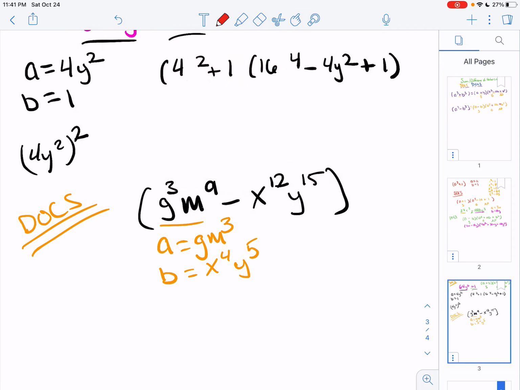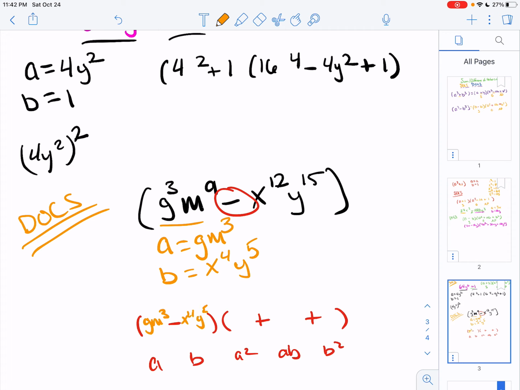So another way we could do it, we could just fill in the signs first too. So we have a minus sign. So same, opposite, always positive. So now we have that. We could just plug in. So we have A, B, A squared, AB, B squared. So A is going to be g m cubed. B is going to be x to the 4th, y to the 5th.